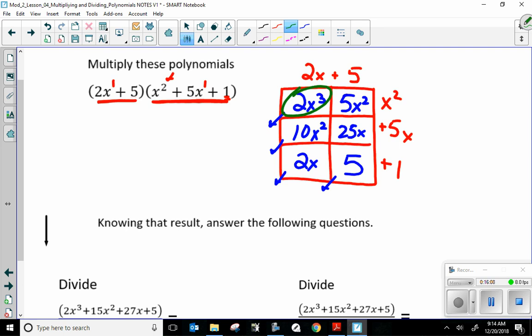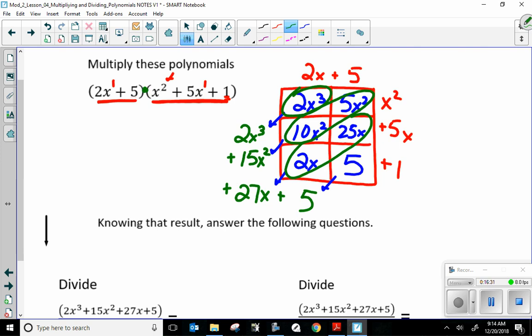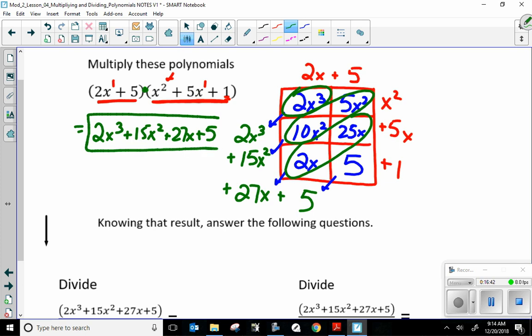There's one thing here. It's 2x cubed. I have 2 things here. 10 and 5 is 15x squareds. I have 2 terms right here. That's 27 x's, and I just have my 5. These are all positive. And if I write it out, my product, when I multiply these 2 things together, equals 2x cubed plus 15x squared plus 27x plus 5. That is the product. All right?